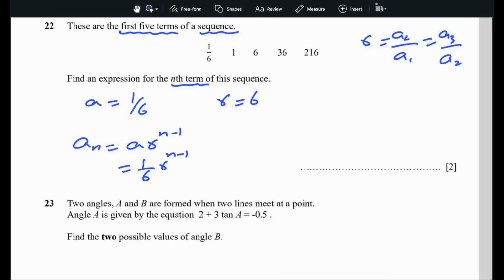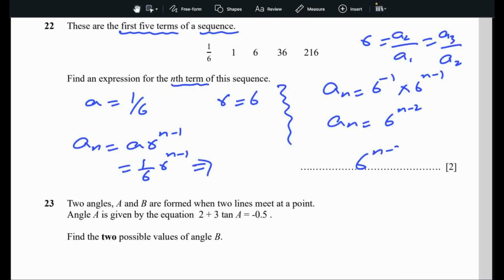R is 6. So we can write An will be equal to 6 power minus 1 multiplied by 6 power n minus 1. The bases are the same, so the powers will be added. So 6 power n minus 2. If the bases are the same, powers will be added. So this will be equal to 6 power n minus 2.